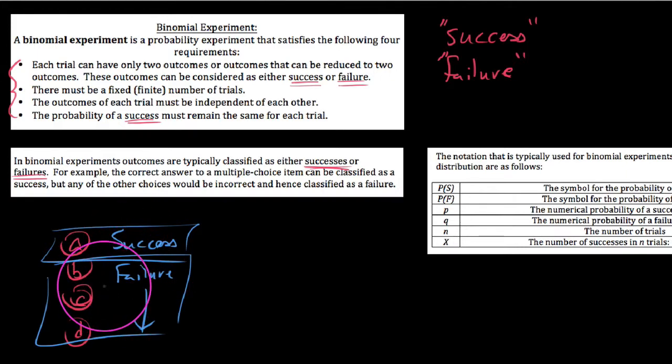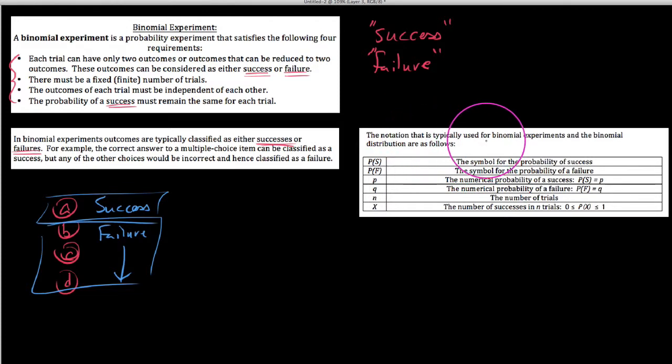Okay, so before we dig into this and show the formula for a binomial experiment, let's go ahead and take a look at some notation here. The notation that's typically used for binomial experiments is shown below. So we say P(S) and P(F). Just to be clear on these, P(S) represents the probability that we get a success, and P(F) is the probability that we get a failure.